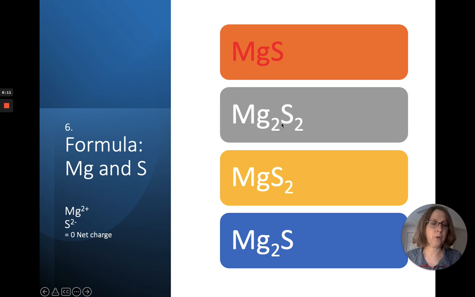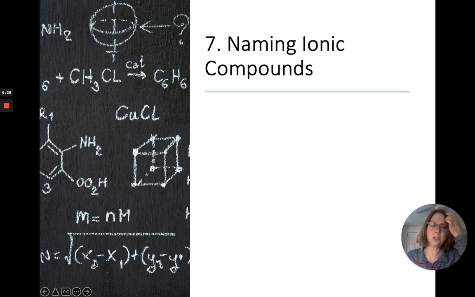This one would not be correct because it's not the lowest ratio. And again, it adds up to 0, but we always write the lowest ratio that will be 0. And the lowest ratio that will be 0 for magnesium 2 plus, sulfur 2 minus, would just be 1 to 1. Okay, now let's talk a little bit about naming ionic compounds.